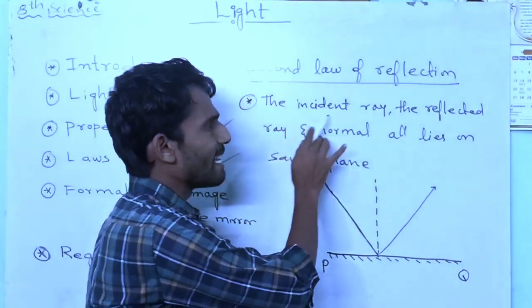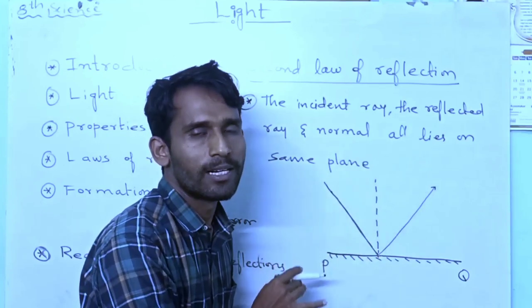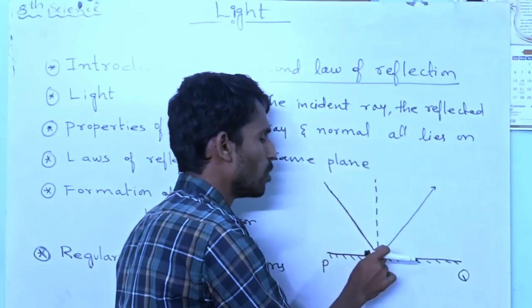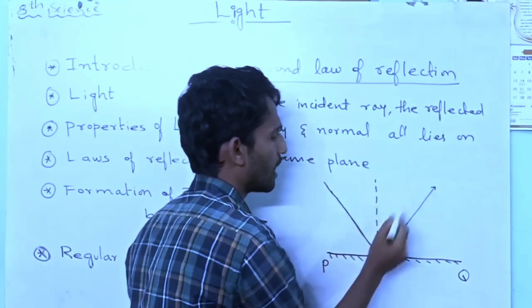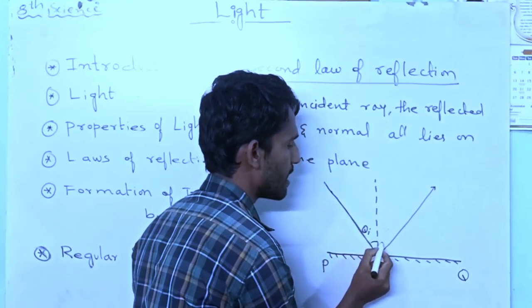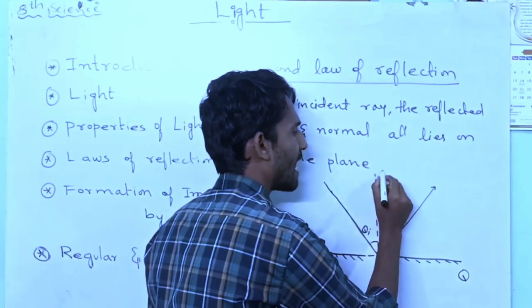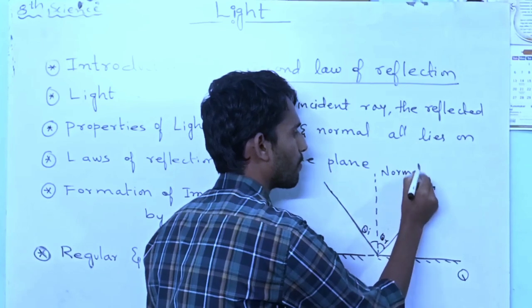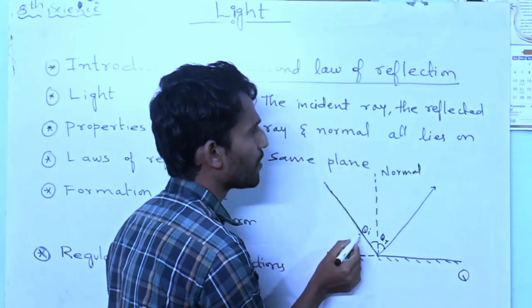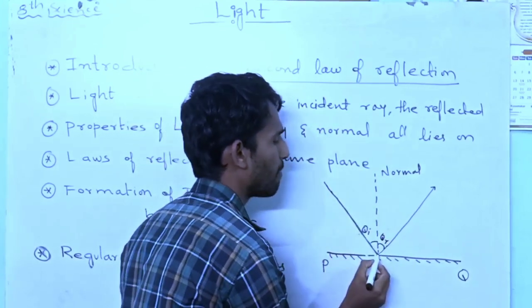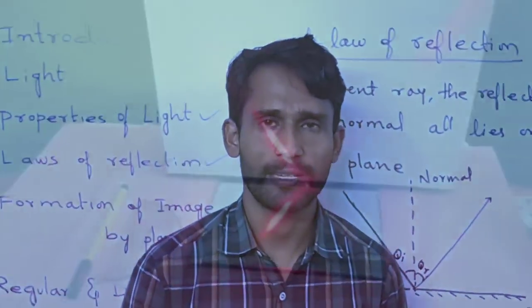Dear student, see here, the incident ray, the reflected ray and the normal all lie on the same plane. When light falls on a smooth surface and is reflecting back, the angle of incident is equal to the angle of reflection. This is the angle of incident and this one is the angle of reflection. Dear student, this is the normal, an imaginary line. The second law of reflection says that the incident ray, the reflected ray and the normal lie on the same plane. This is the second law of reflection.